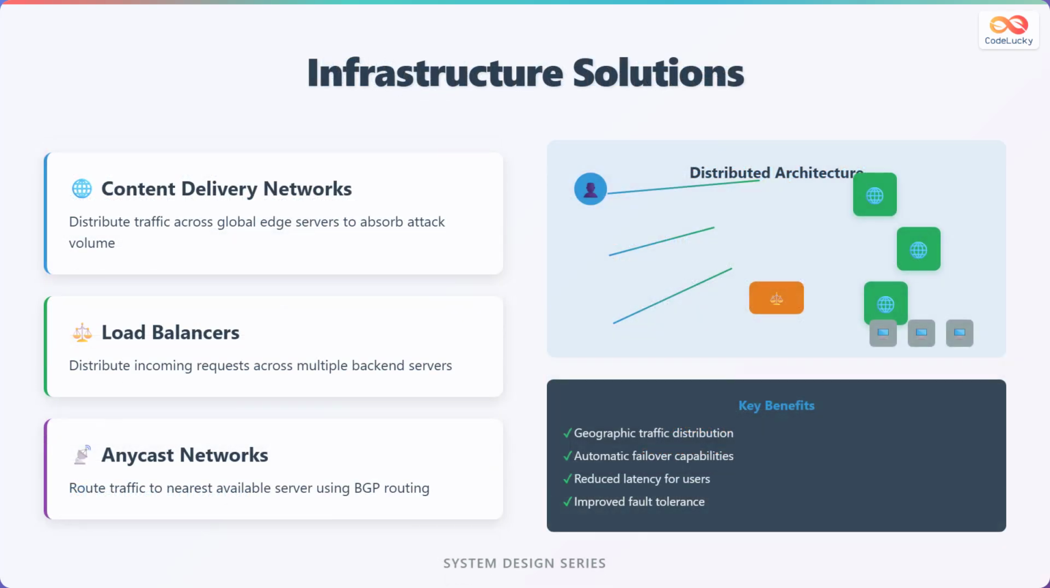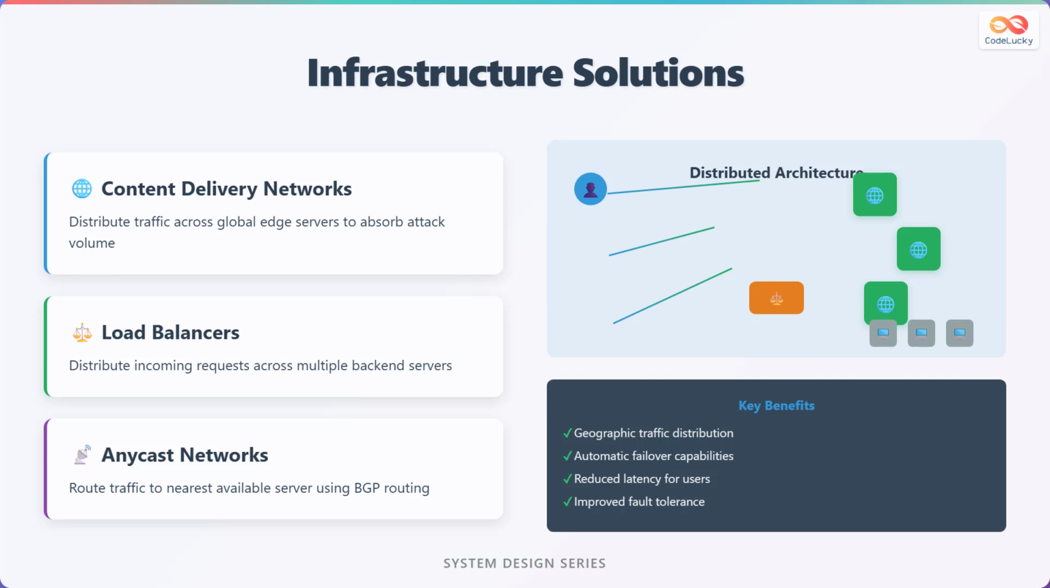These are the common infrastructure solutions for distributed denial of service protection. Content delivery networks, or CDNs, distribute traffic across global edge servers to absorb attack volume and reduce the impact on the origin server. Load balancers distribute incoming requests across multiple backend servers to prevent any single server from being overwhelmed. Anycast networks route traffic to the nearest available server using Border Gateway Protocol, or BGP routing, providing redundancy and reducing latency.